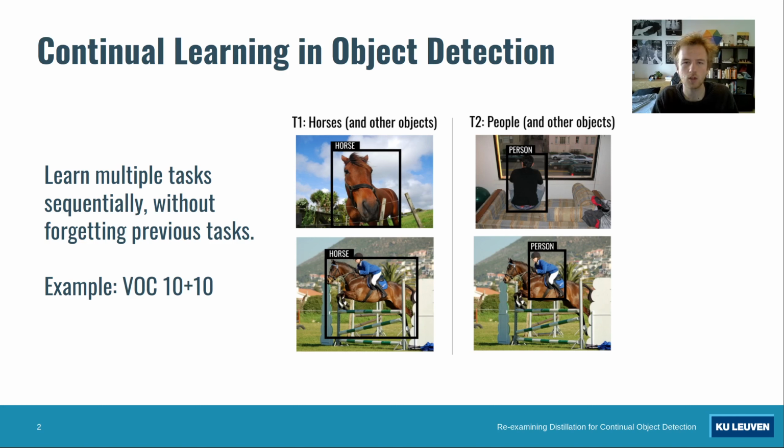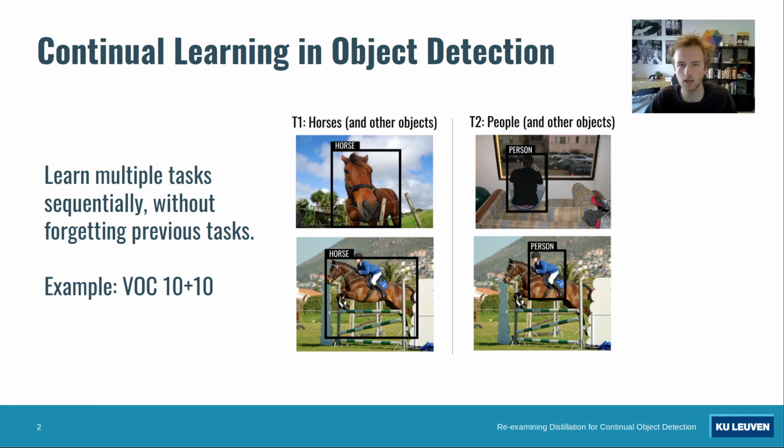A typical benchmark in continual object detection is VOC 10+10. What you do there is you divide the VOC benchmark dataset into two sets of 10 classes, and then you see only the images that have annotations for those classes. For instance, at T1, which we use to indicate the first task, horse is among the 10 categories included in this task. So you see images that have annotations for horse and other objects, of course. In the second task, there's the person class, so you see images that have person annotations.